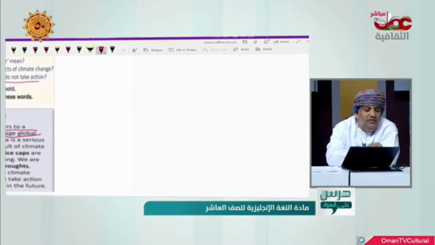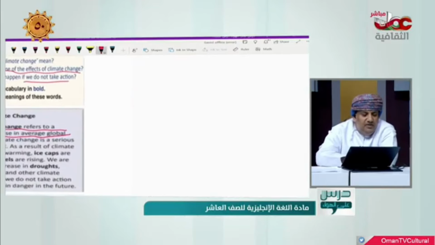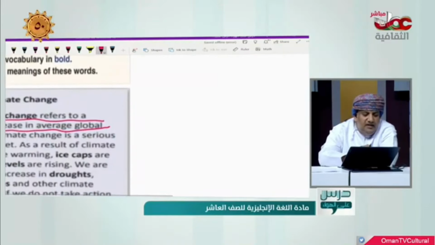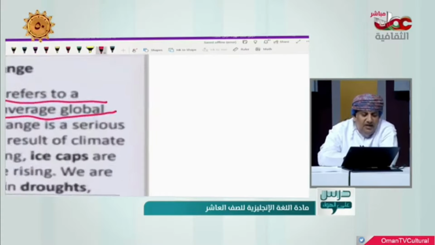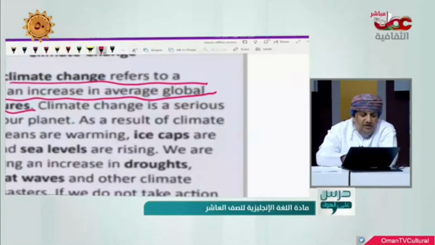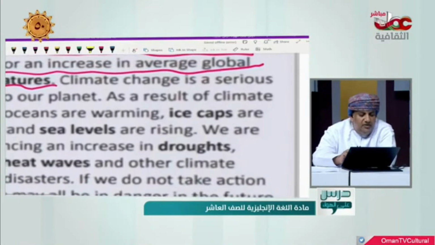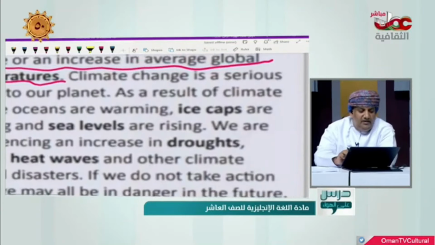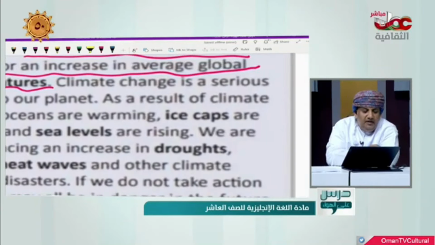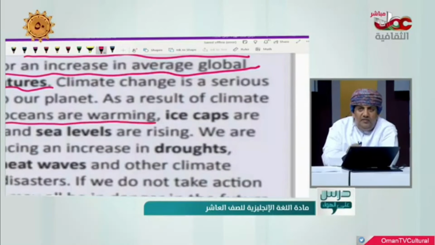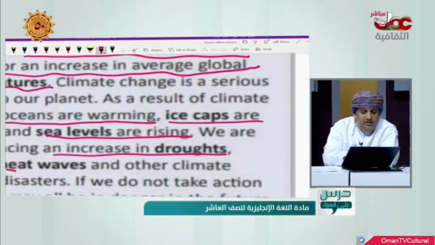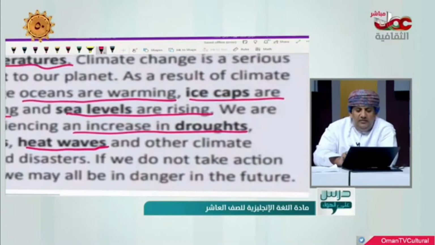So let's go to number 2. What are some of the effects of climate change? So let's read the text again. As a result of climate change, oceans are warming, ice caps are melting, and sea levels are rising. We are experiencing an increase of droughts, floods, heat waves, and other climate-related disasters. So the answer starts from here. Oceans are warming, ice caps are melting, and sea levels are rising. We are experiencing an increase of droughts, floods, and heat waves.